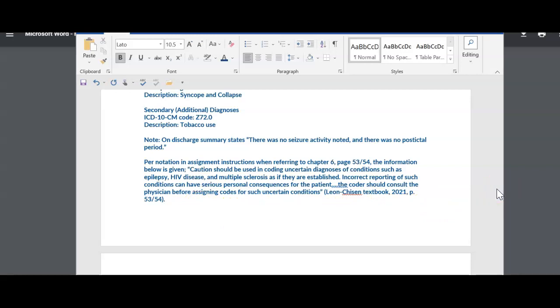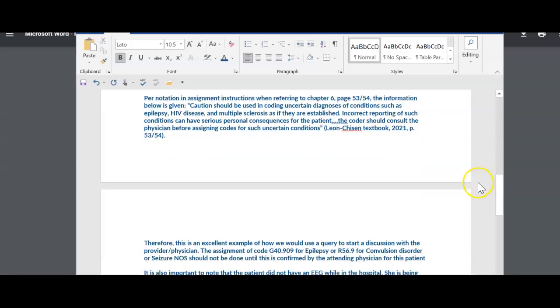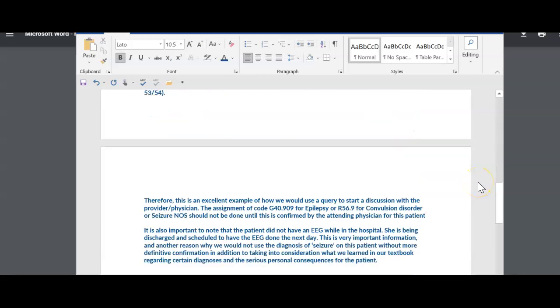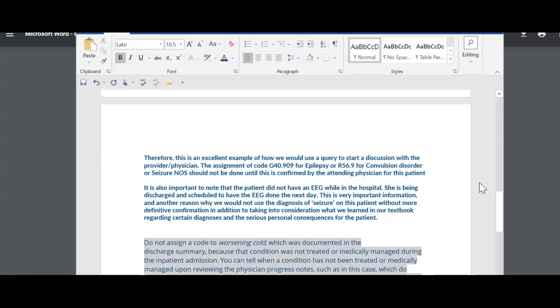So the coder should consult the physician, which is going to lead to our physician query. Therefore this is an excellent example of how we should query to start that discussion with our provider physician. We have the G code for epilepsy, we have the convulsion disorder. They should not be coded until this is confirmed by your attending physician.